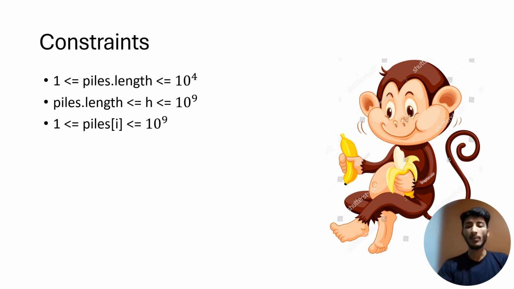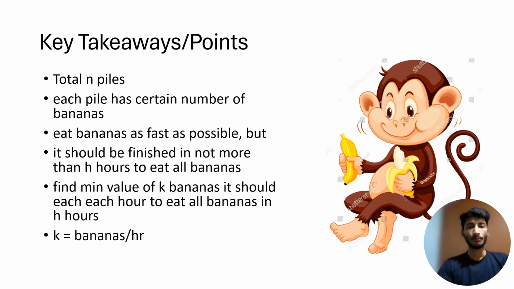Let's move on to the key observations of this problem statement. The observations are: total n piles. Obviously an array will be given, so total n different piles of bananas will be there, and each pile has a different number of bananas. We have to eat the bananas as fast as possible. Now, when I say as fast as possible, the thing which can pop up in our mind is, okay, why not eat the maximum bananas in each hour? Okay, why not do that?